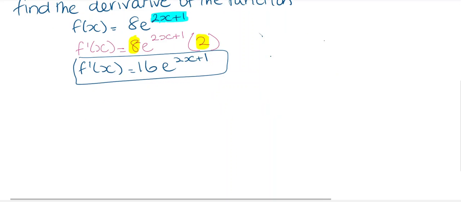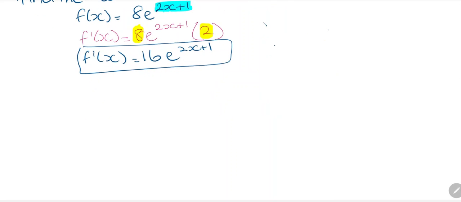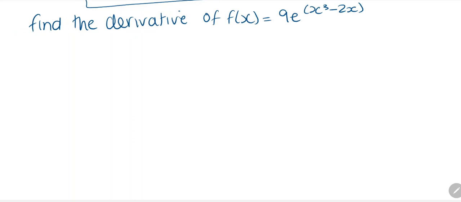Okay, so let's have a look at a different question. Find the derivative of the given function f. So we need to take the derivative. We're going to write 9e to the x cubed minus 2x.